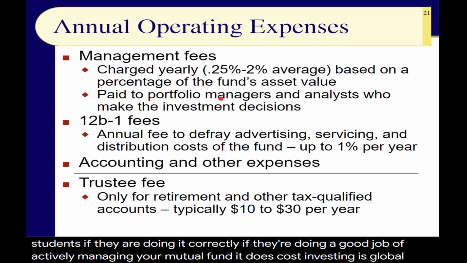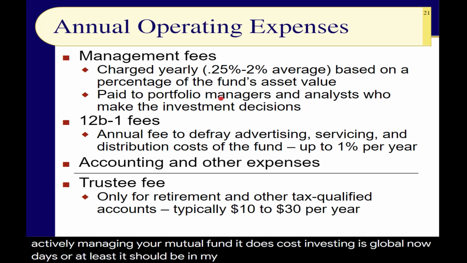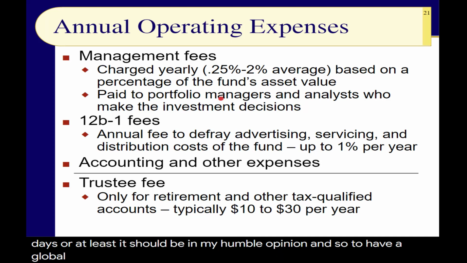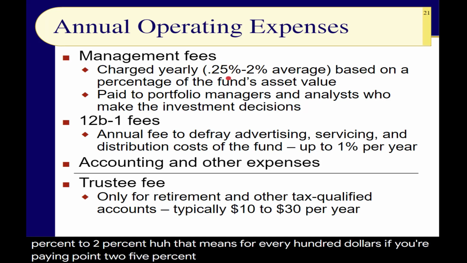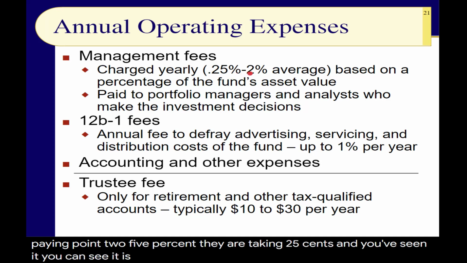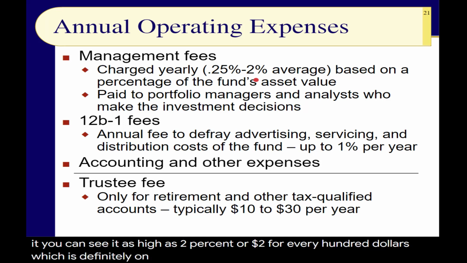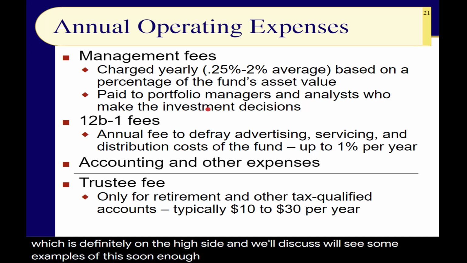Investing is global nowadays, or at least it should be, in my humble opinion. And so to have a global investment organization, it costs. So be prepared to pay anywhere from 0.25% to 2%. That means for every $100, if you're paying 0.25%, they are taking 25 cents. And you've seen it, you can see it as high as 2% or $2 for every $100, which is definitely on the high side. And we'll see some examples of this soon enough, so relax.